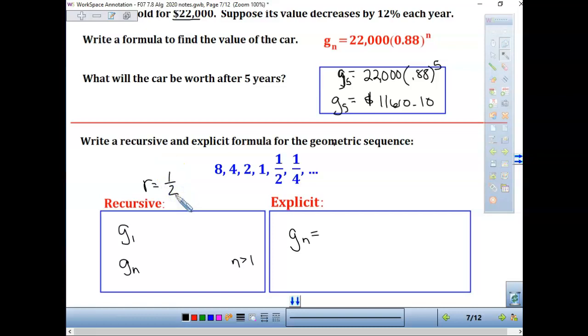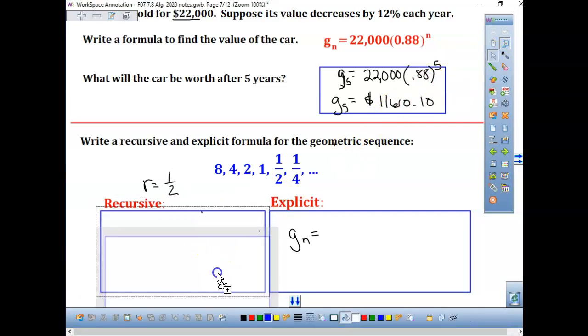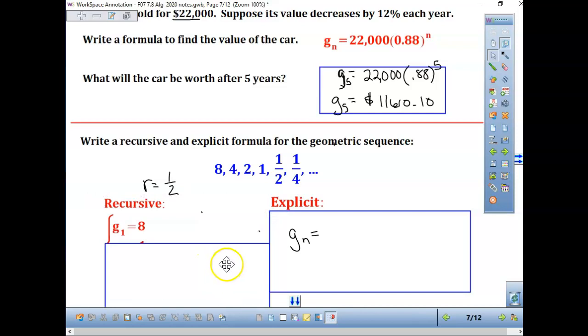Okay. So I would like you to try and write your recursive formula and your explicit. Talk to your shoulder partner, and I'm going to call on you in just a minute. Partners on both of them. Aletta, what do we know our G to the 1 is? 8. G to the 1 is 8. And then if we are looking at it, Jared, what did you have for the rest of yours? Did you guys have that for this part?